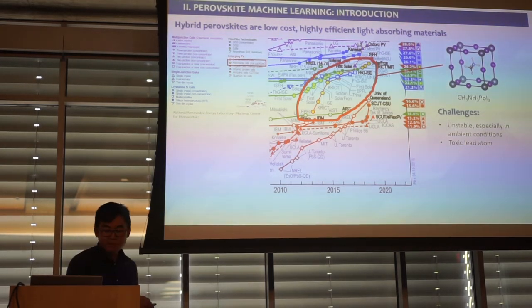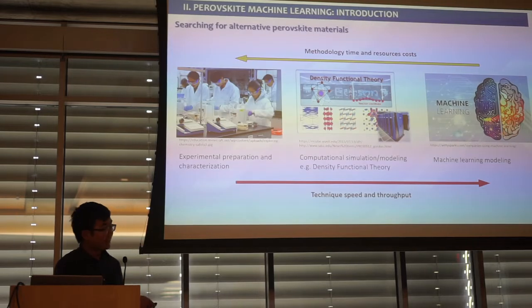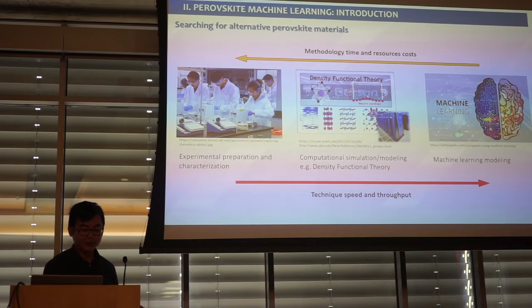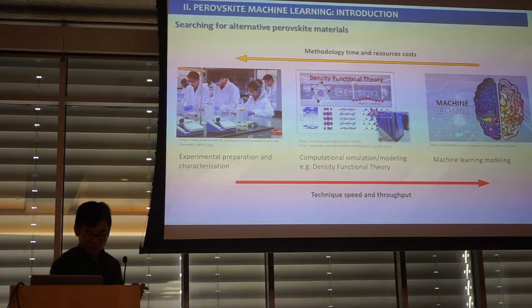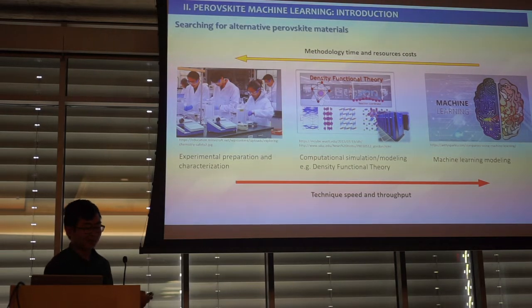and we want to avoid that if possible. So in light of these challenges, there's been a lot of push to search for alternative perovskite materials. There's a number of different ways that we can do this search. The first one we can think about is the experimental preparation and characterization. So we just go into a lab, buy the material, synthesize it, and characterize it.